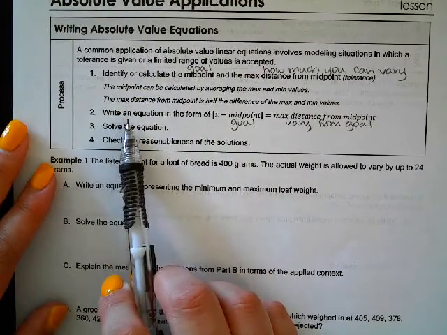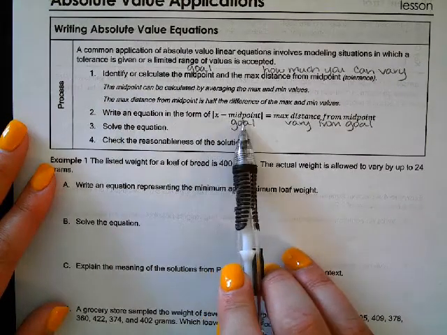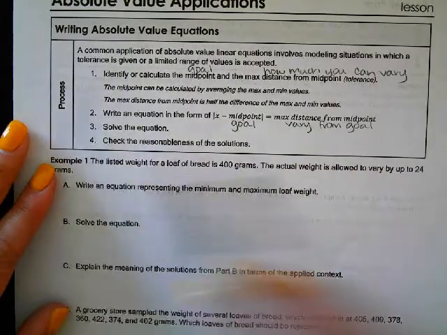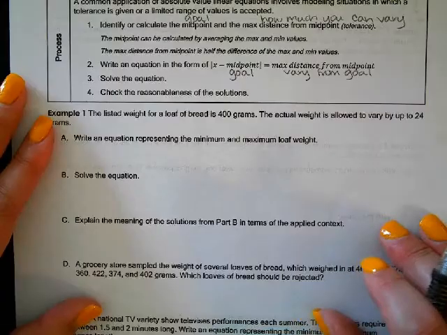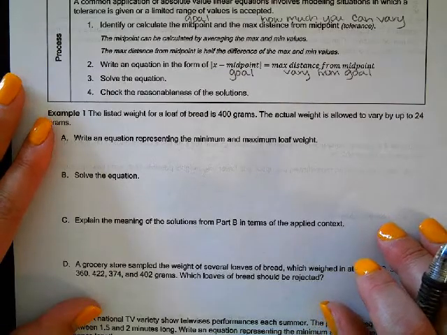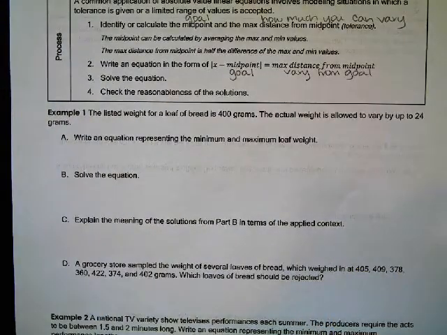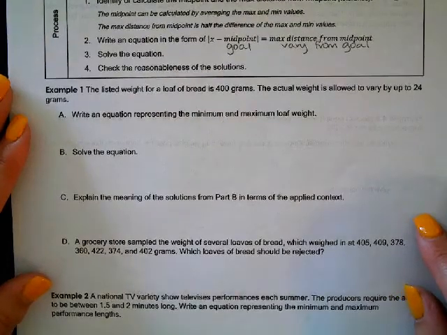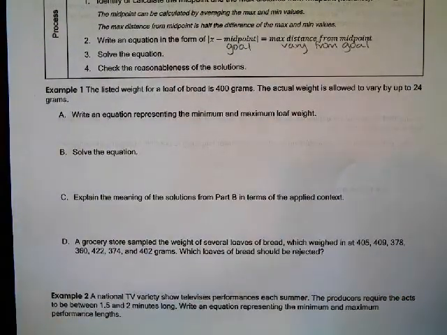The second step is to write the equation in this form: x minus the midpoint equals the distance you can have. Solve the equation, and then check the reasonableness of your solution. Basically, describe your solutions in context. One thing I always say is that a story problem gets a story answer. These are real life contexts, real life in quotes, because some of them don't make a lot of sense, but we'll write our answers in sentence form.